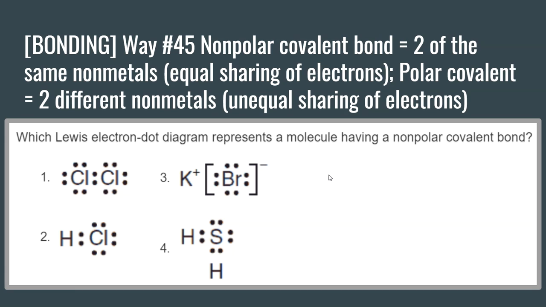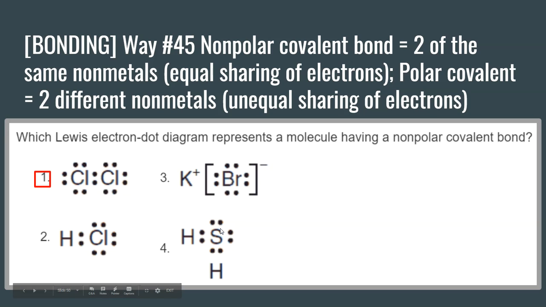Let's try some problems. Which Lewis electron dot diagram represents a molecule having a nonpolar covalent bond? Please note that anytime you see brackets, that indicates an ionic bond, so you can eliminate that answer. And in order for it to be nonpolar, the electrons have to be shared equally between two of the same nonmetals. So which of these answers features the same nonmetal? Answer choice 1. Note that 2 and 4 result in unequal sharing of electrons.